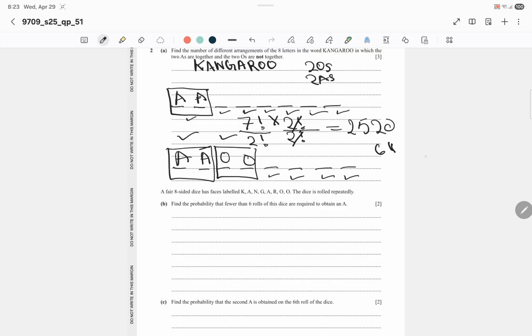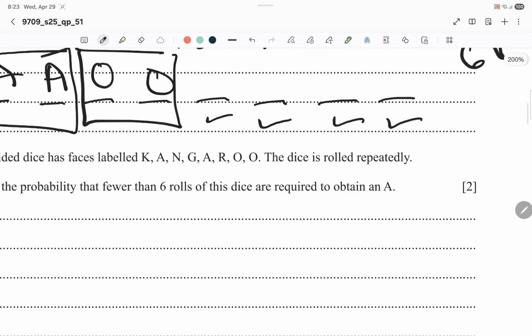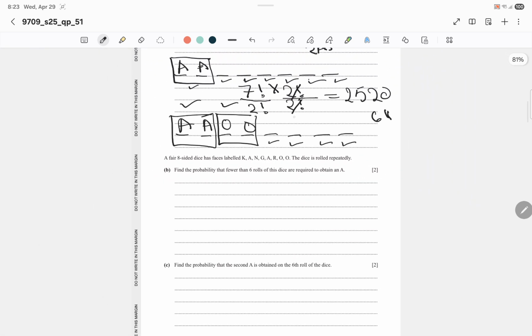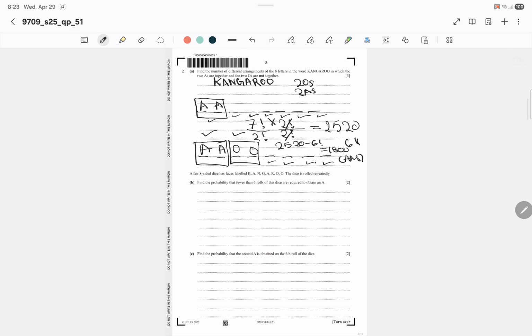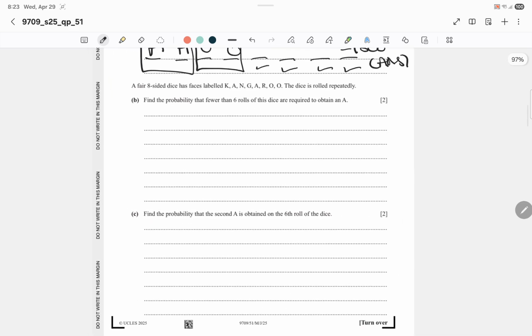So where do I write it actually? Well, I guess we can write it over here. 2520 minus 6 factorial, which is 1800, which is the answer. So basically what I did was first I found the number of arrangements where the two A's are together only. First we take this possibility, then I subtracted that from the possibility that two A's and two O's are together. Okay, so from total minus this, you get this. Simple, right? We can do it another way, but I feel like this is easier for me.